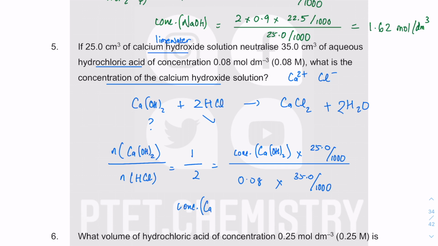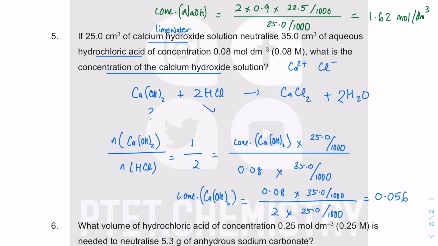So concentration of calcium hydroxide is going to be 0.08 times 35.0 over 1000 divided by 2, because all of these you move up there is multiplied by 1, but the 2 at the bottom is still there, so it's divided by 2, and then I move the 25.0 over 1000 down there, so that is 2 multiplied by 25.0 over 1000. Be very careful about your cross multiplication and your mathematics, your bookkeeping essentially. One wrong bookkeeping would mean that you mess up your whole calculation.